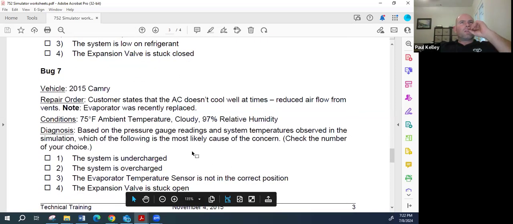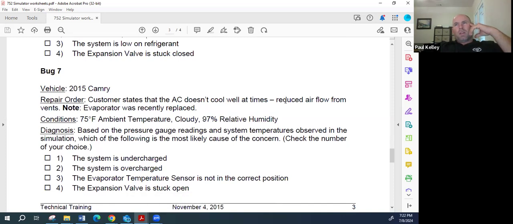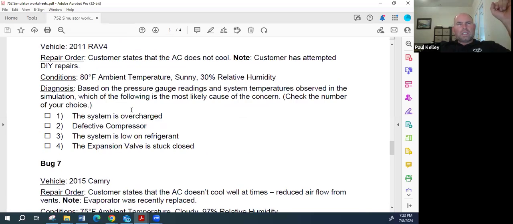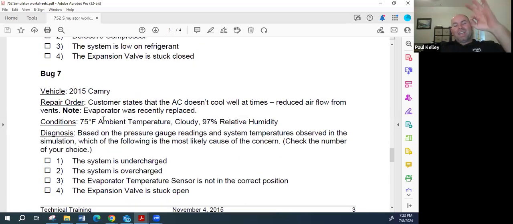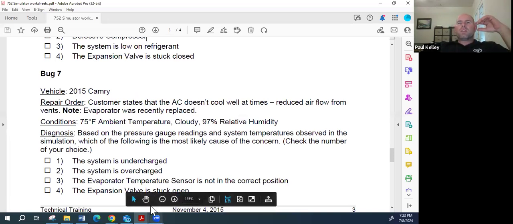All right, 7, Camry. Customer states AC doesn't cool well at times, and there's a reduced airflow from the vents. Note, and this is a nice one. This service advisor, nice job, saying the evaporator core was recently replaced. Just to let you know, customer was in, we did an evaporator core type of thing. That's going to be a big clue right there.